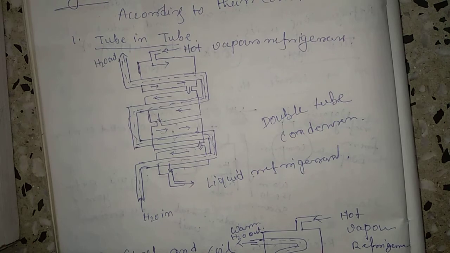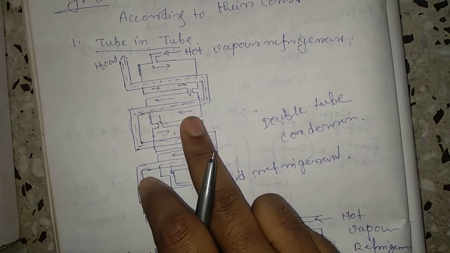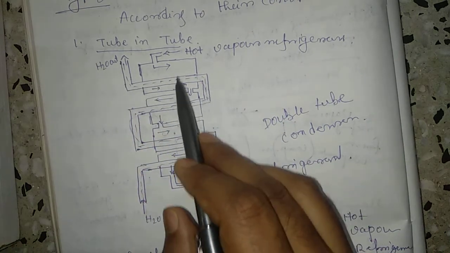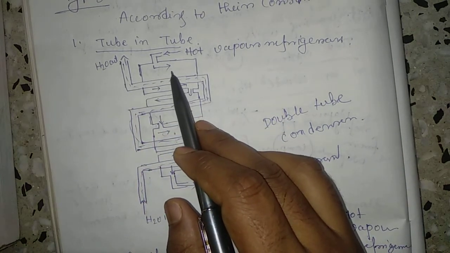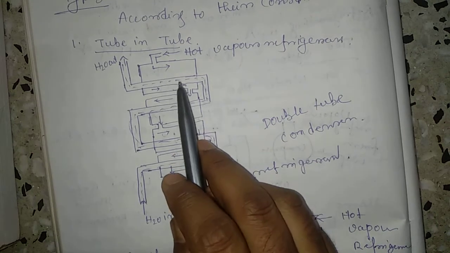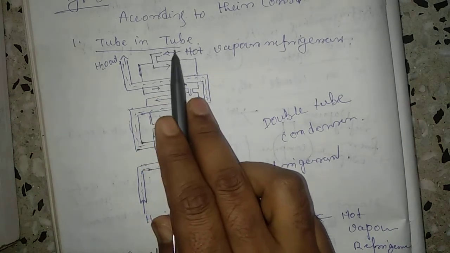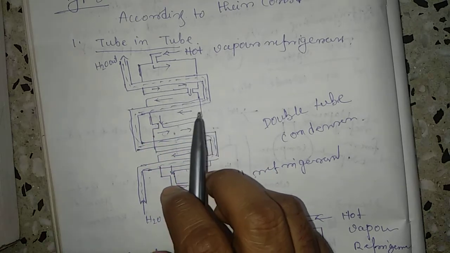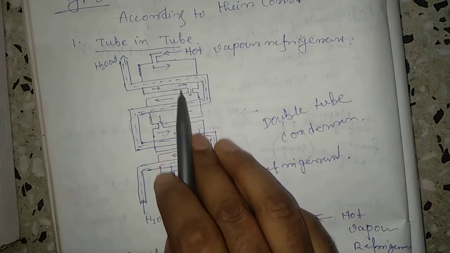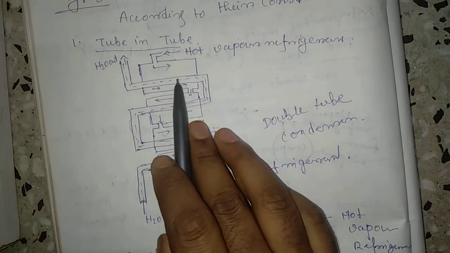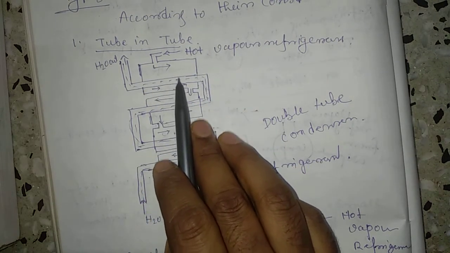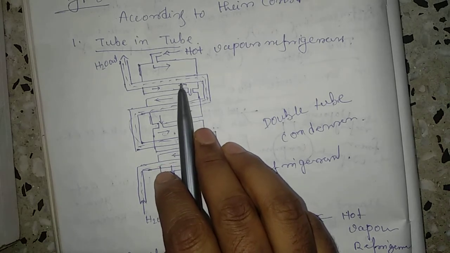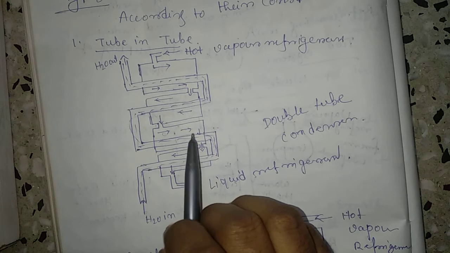Basically, as you see here, it consists of a water tube inside a large refrigerant tube. In this type of condenser, the hot vapor refrigerant enters at the top of the condenser. This is the entering position. The water absorbs heat. When the hot vapor refrigerant contacts the condenser tube, the water absorbs the heat from the refrigerant, and the condensed liquid refrigerant flows at the bottom.